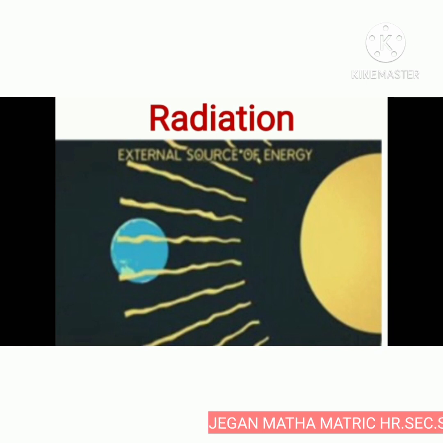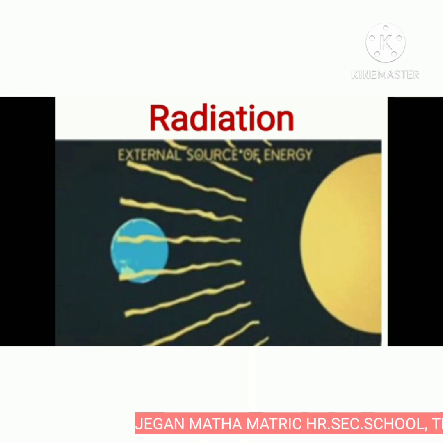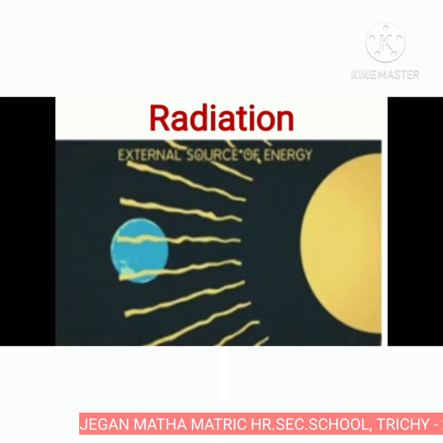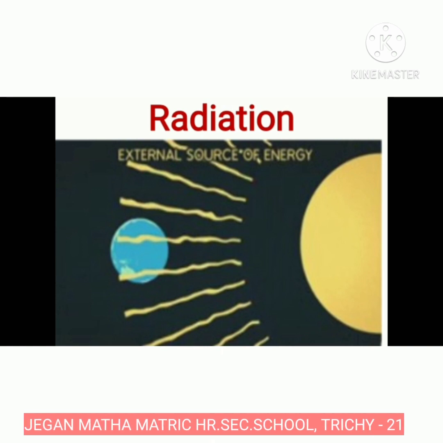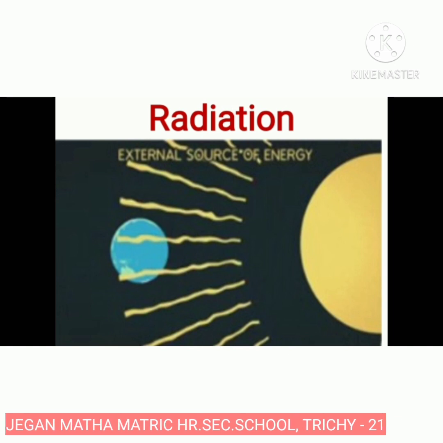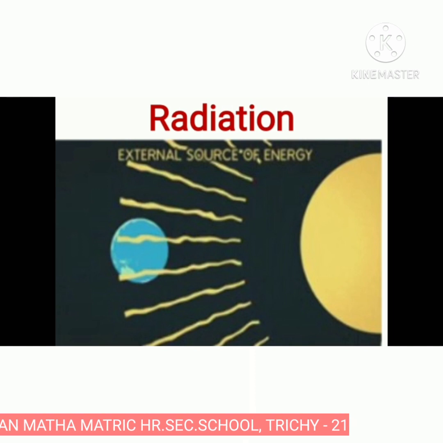The third one is radiation. Radiation is the third form of heat transfer. By conduction, heat is transferred through solids. By convection, heat is transferred through liquids and gases. But by radiation, heat can be transferred through empty space, even through vacuum. Heat energy from the sun reaches the earth by this form of heat transfer. So, radiation is defined as the way of heat transfer from one place to another in the form of electromagnetic waves.